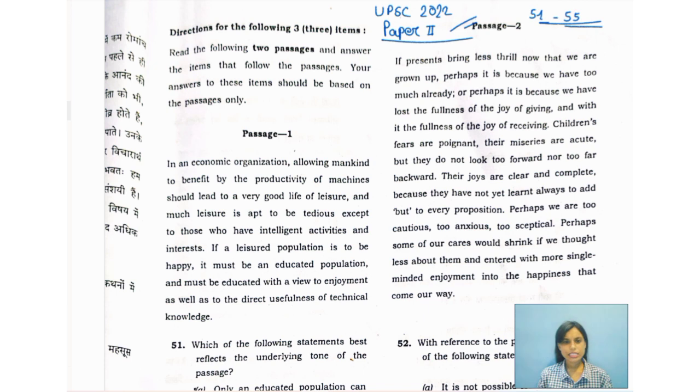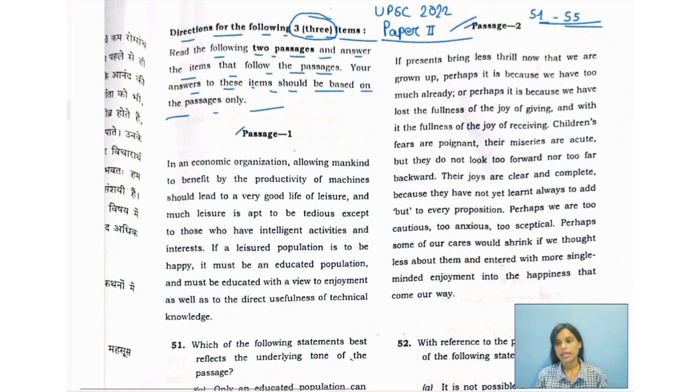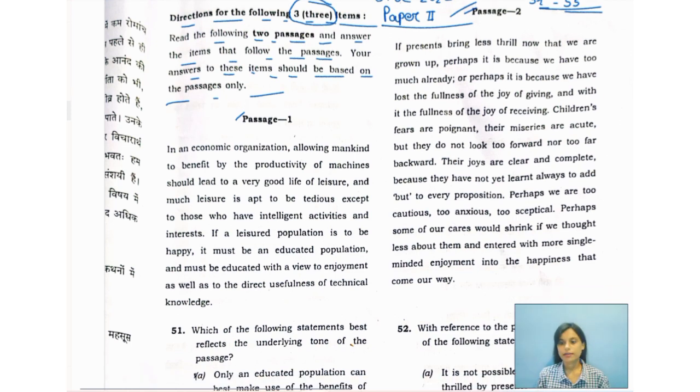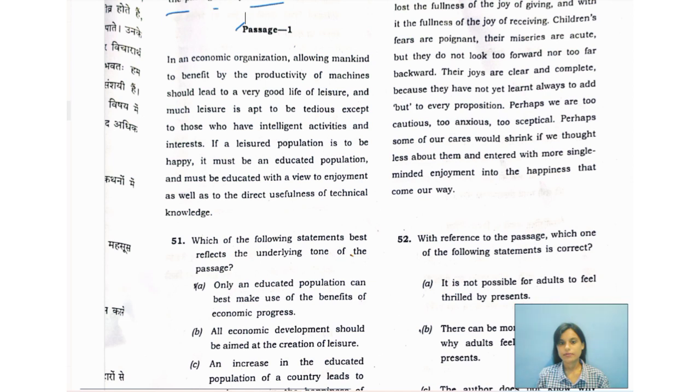Alright, let's check the directions that they have given, like directions for the following 3 items. So 3 questions are following this, that is passage 1, which we are going to read right now. Read the following 2 passages and answer the items that follow the passages. Your answers to these items should be based on the passages only. So just like comprehension passages that you did in your school days, in your college time, we are going to take out the answers from the passages, and then we are going to relate them with the options that we are provided with.